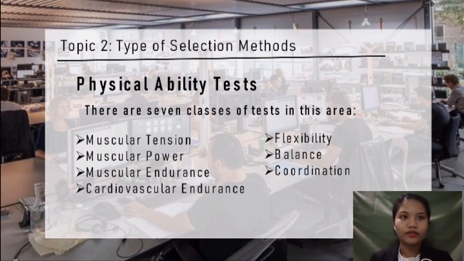There are 7 classes of tests in this area. Number 1, muscular tension. Number 2, muscular power. Number 3, muscular endurance. Number 4, cardiovascular endurance. Number 5, flexibility. Number 6, balance. And number 7, coordination.